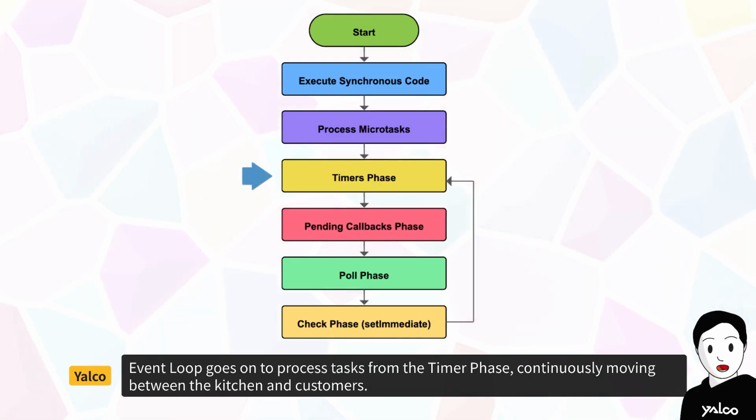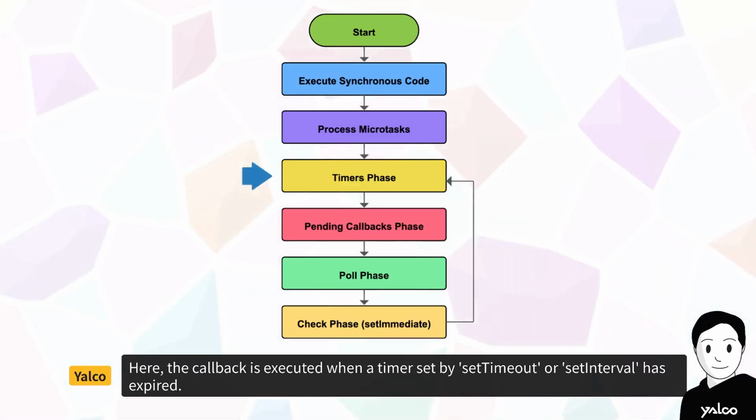Event loop goes on to process tasks from the timer phase, continuously moving between the kitchen and customers. Here, the callback is executed when a timer set by setTimeout or setInterval has expired.